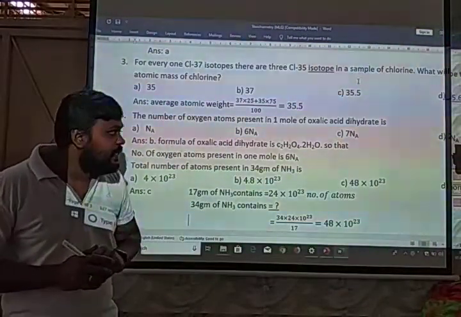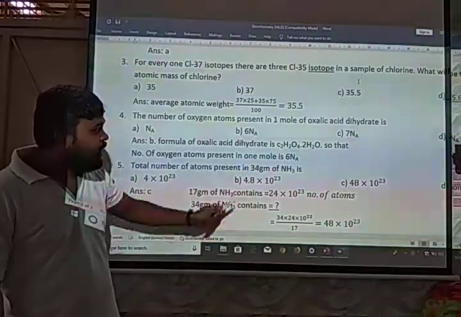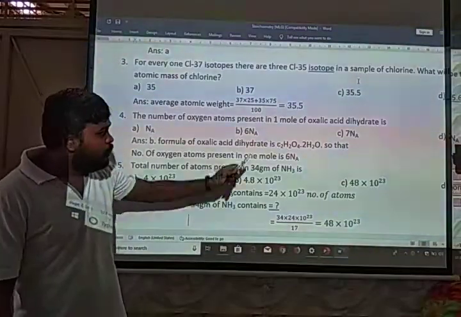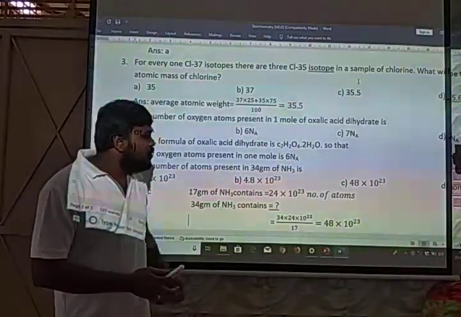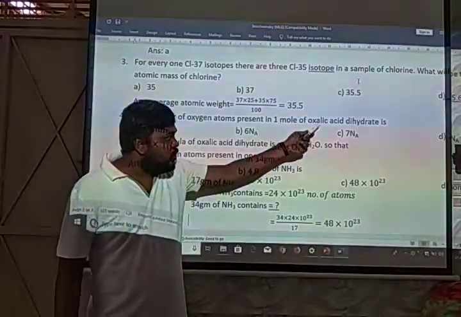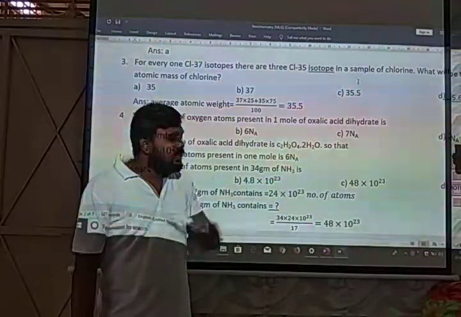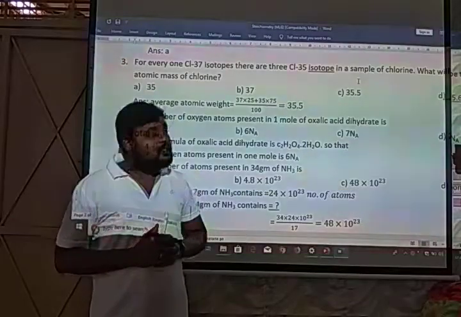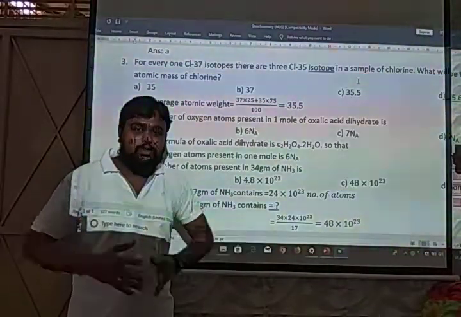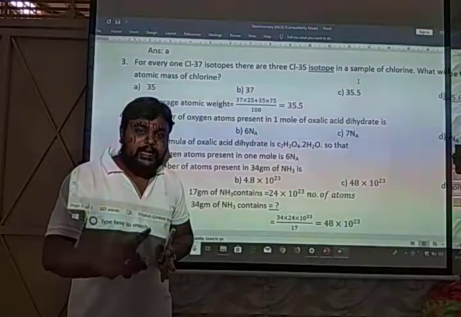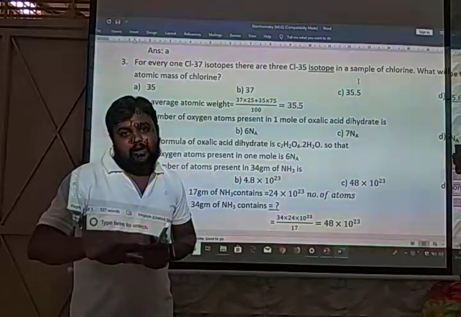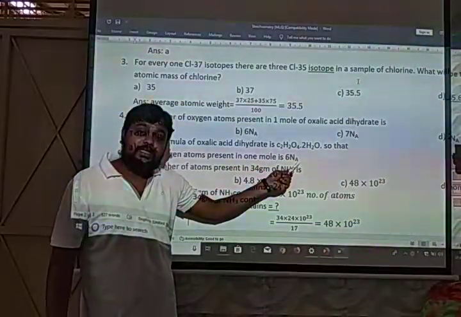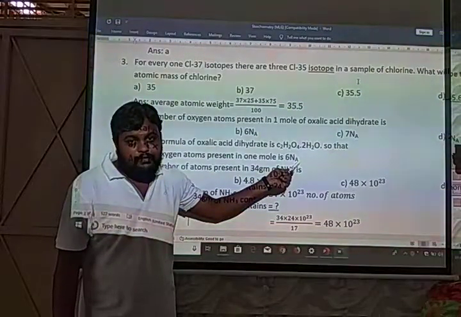The oxalic acid dihydrate formula is C2H2O4.2H2O. We can see here one molecule of oxalic acid dihydrate contains 4 plus 2, 6 oxygen atoms. As a result, 1 mole contains Avogadro number of molecules. So 1 molecule contains 6 oxygen atoms, and Avogadro number of molecules contain 6 into Avogadro number of oxygen atoms.